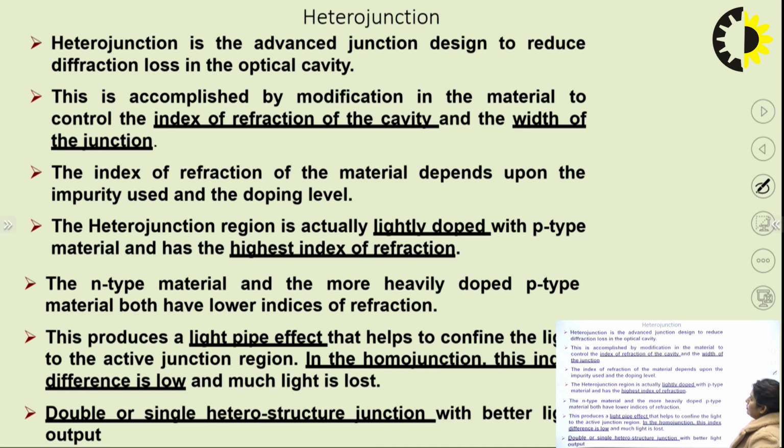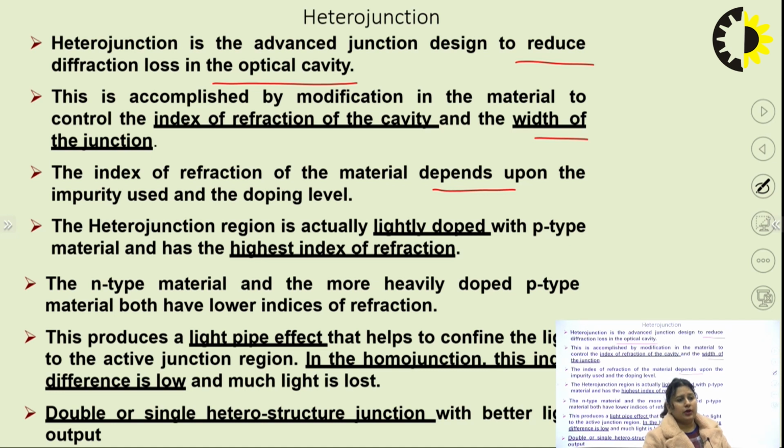If we talk about the heterojunction, it is an advanced junction design to reduce the diffraction loss in the optical cavity. This is accomplished by modification of the material to control the index of refraction of the cavity and the width of the junction. The index of refraction of the material depends upon the impurity used and the doping level. Whether we use trivalent or pentavalent impurities, the index of refraction changes accordingly. The heterojunction region is lightly doped p type material and has the highest index of refraction. Similarly, the n type material and the more heavily doped p type material both have lower indices of refraction.